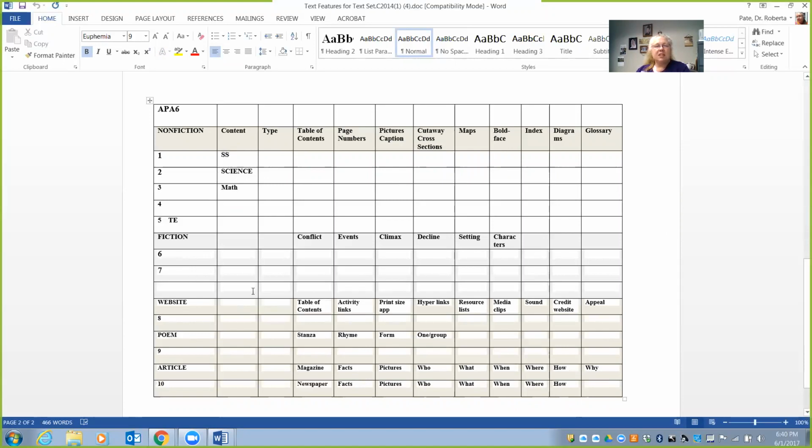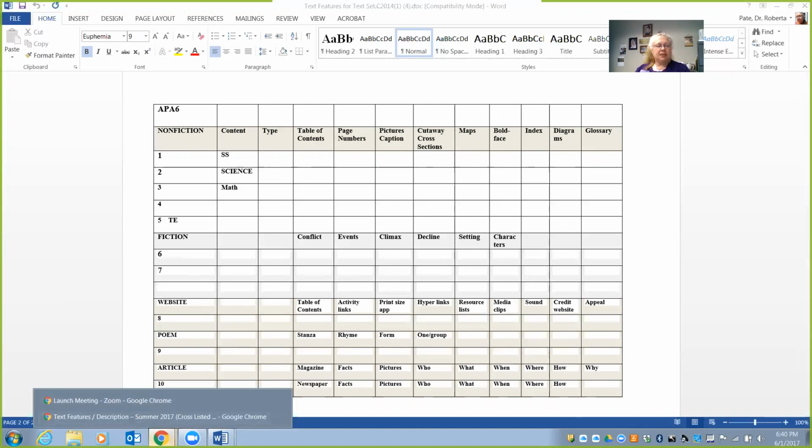And then this is helping you out with some of the text features. Maybe there's a table of contents, page numbering, picture captions, cutaways, maps, boldface. Sometimes in some texts they boldface or highlight in yellow some special features, diagrams, glossary. But again, this is not important for you to have in your set. It's just there to help you if you so choose to use it. Okay?